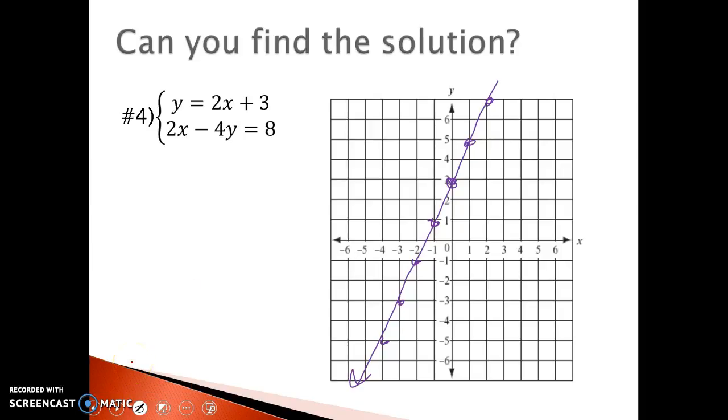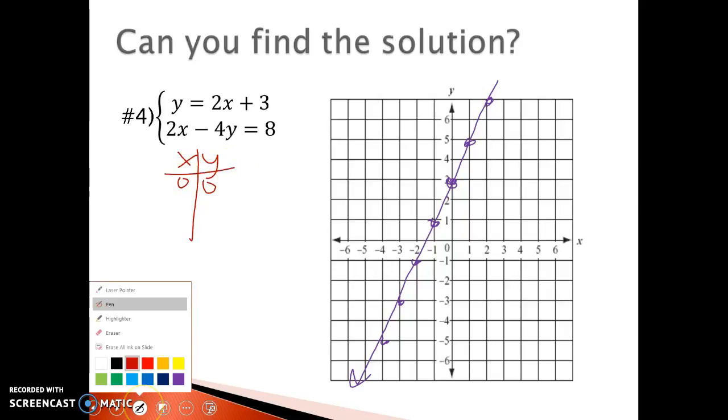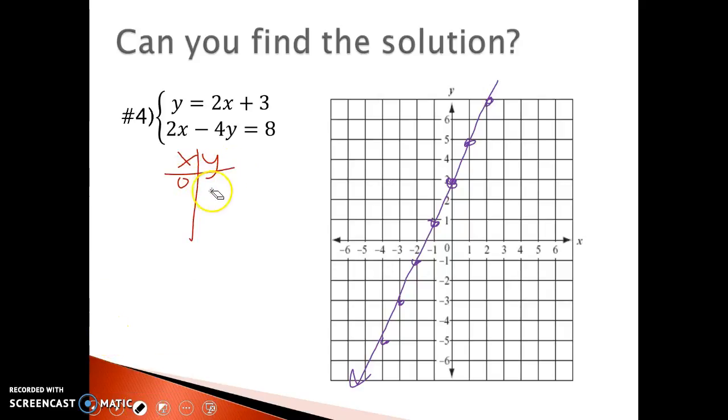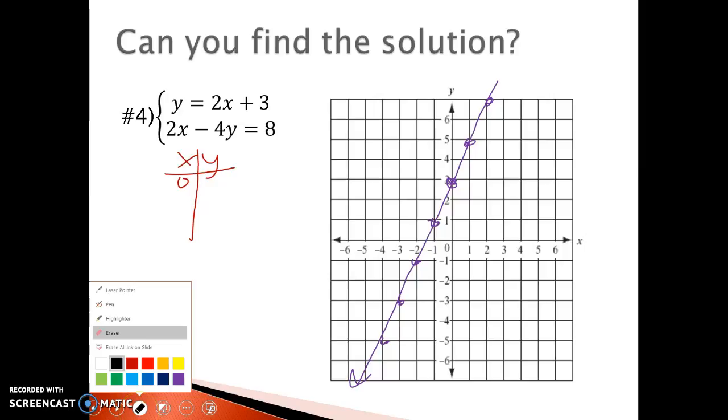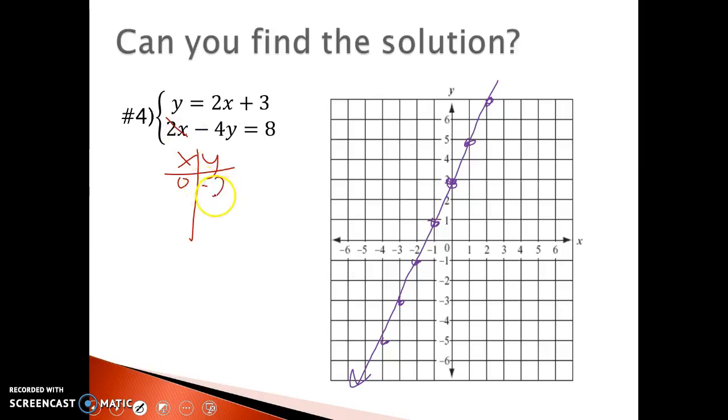Then, if I want to graph the second equation, it's in standard form right now, and so there's two ways I can do it. I'm going to do it by plugging in zeros. I could also get the y by itself. But if I let x be 0, then this would be gone, and -4 times -2 would give me 8. Well, that's the point (0, -2), which is right here.